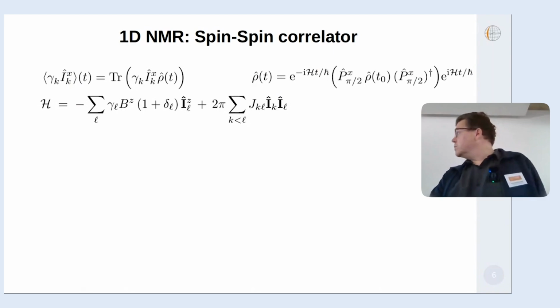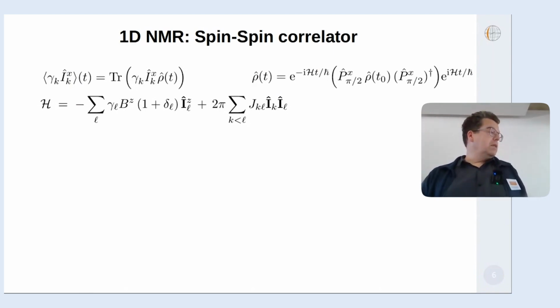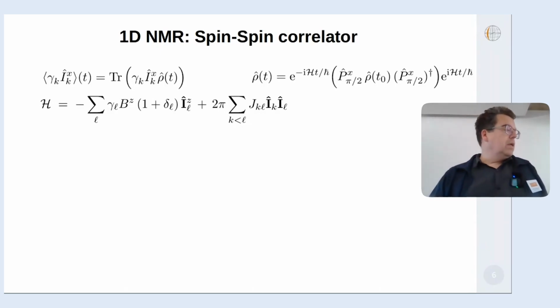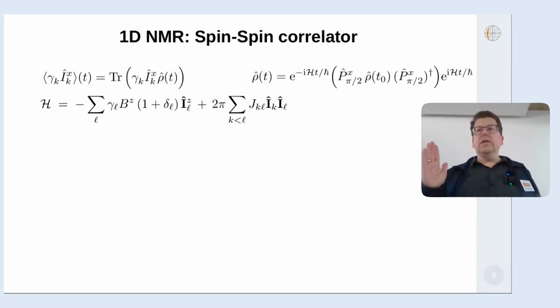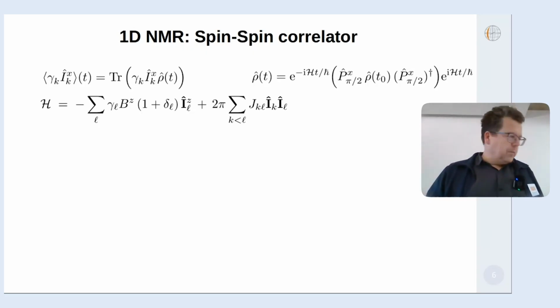Okay, so here I've just repeated everything I said so far. We have the Hamiltonian. We want to get the trace over Ix times the density matrix. And then the density matrix is basically, we start at T0 at the beginning. We have a thermal distribution. And then we flip the spin in the XY plane, and then we have the precession. And now we just calculate that.